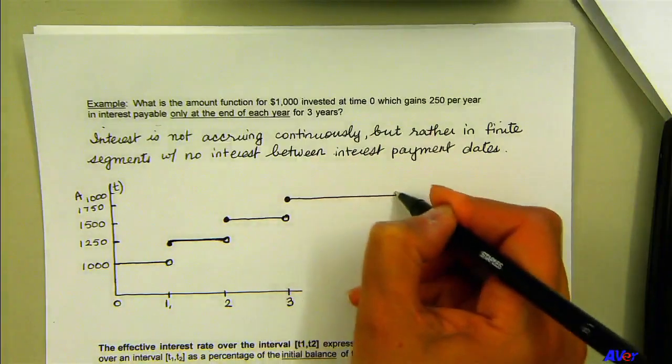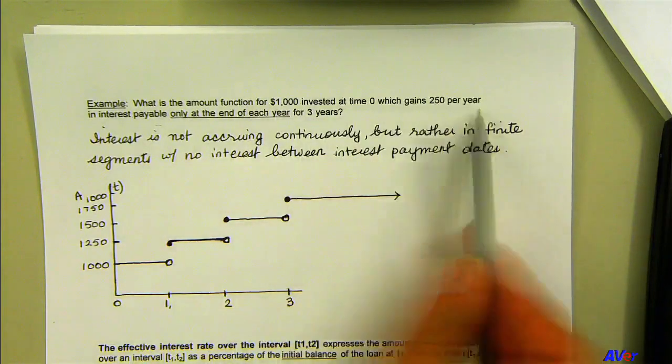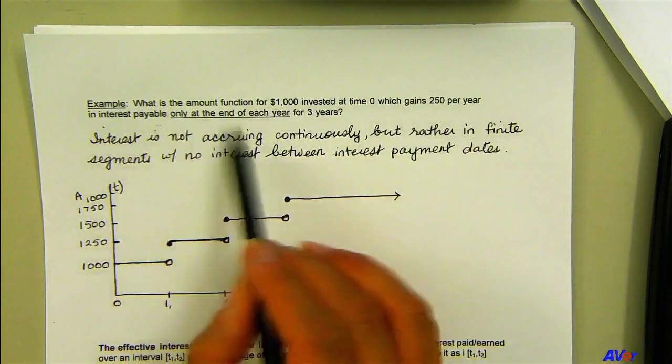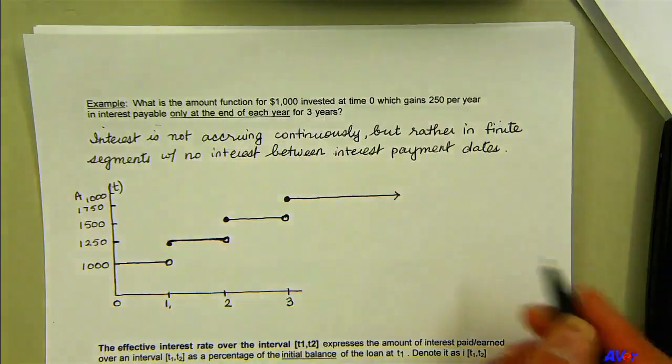It says, what is the amount function which gains $250 per year in interest payable only at the end of each year for 3 years? No more interest after that. So it stays. Agreed?